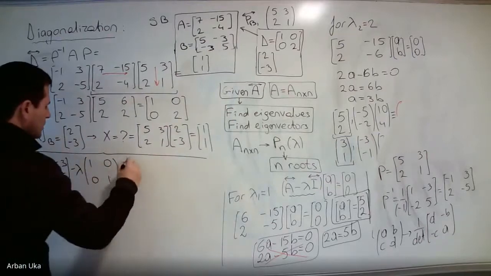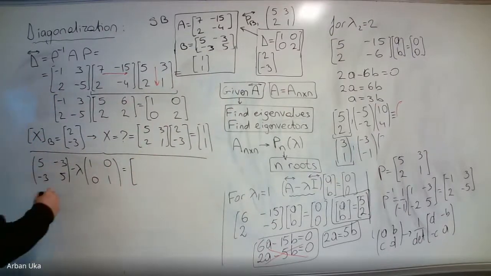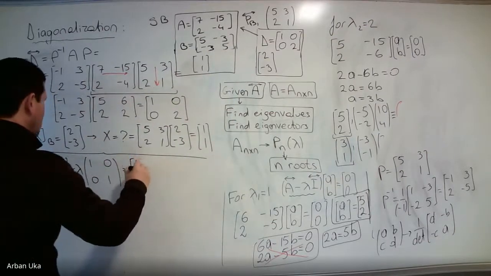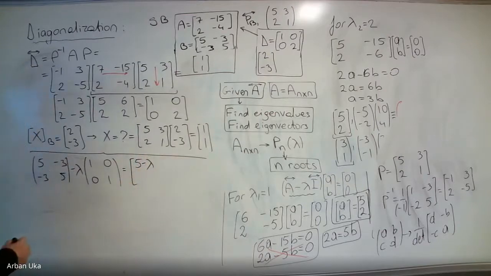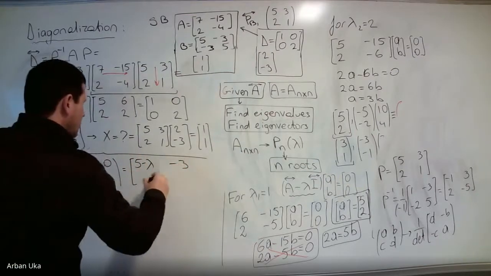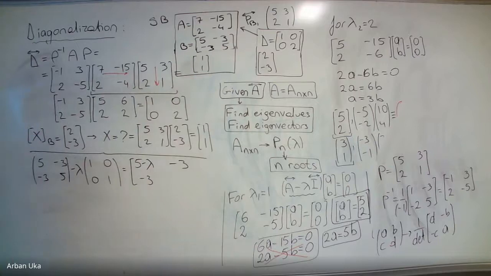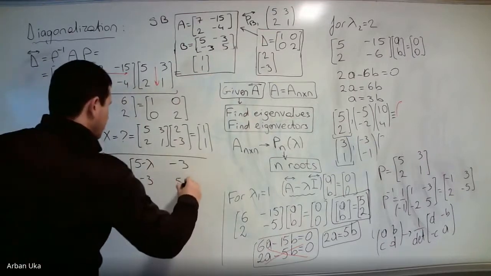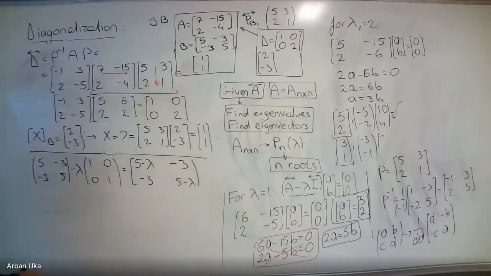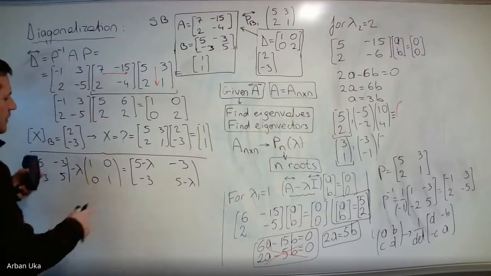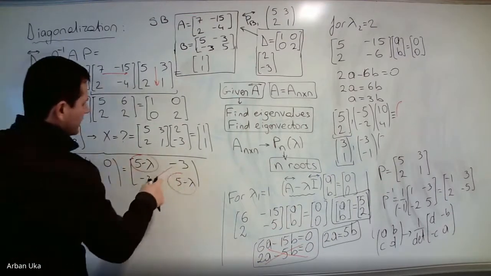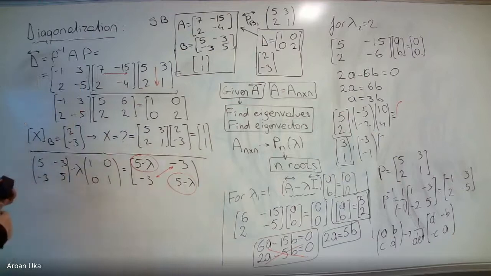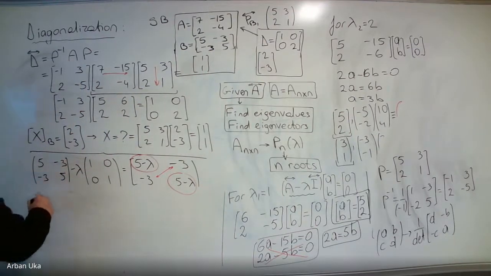So in any assignment, the first thing that I should see in your exam papers is this: 5 minus lambda, minus 3, minus 3, and again 5 minus lambda. Okay, and here the determinant of this 2 by 2 matrix should be equal to 0. So the product of these minus these two should equal 0. Then we're going to get a polynomial of second order in lambda.